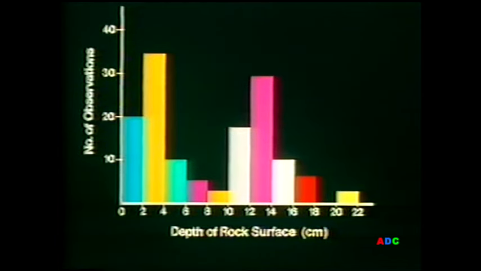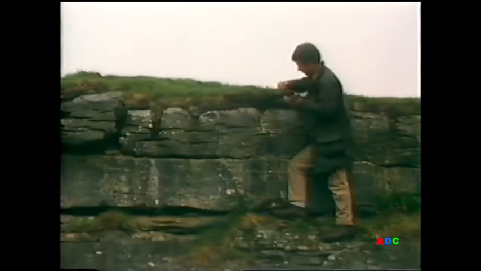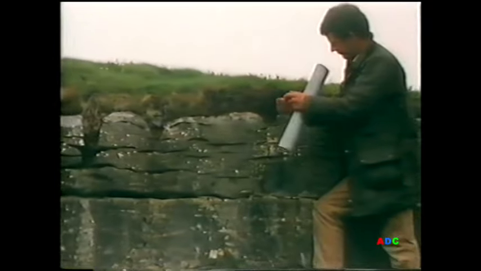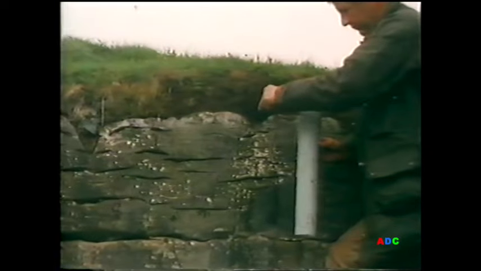This is the histogram for turf-covered surfaces. The hollows in the surface are obviously deeper. The average depth of solution is about 10 centimeters, and the surface is more irregular. Once again, this suggests higher levels of acidity under the turf. We can test for this.